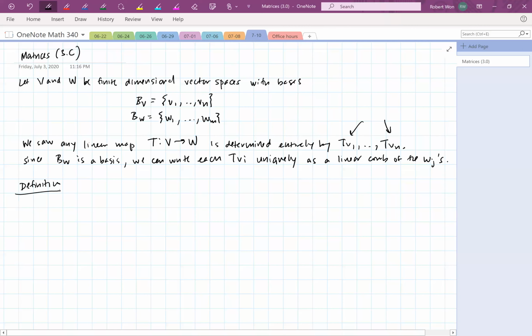So, right, how many numbers will we need? Well, we need to know about n vectors, TV1 through TVn, but each of them is written as a linear combination of the W's, and there are m W's, right? So there's n of these and there's m of these. So we'll need to keep track of m times n pieces of information. Okay. So we make the following definition: an m by n matrix A is just a rectangular array of elements of F, the scalar field, with m rows and n columns.